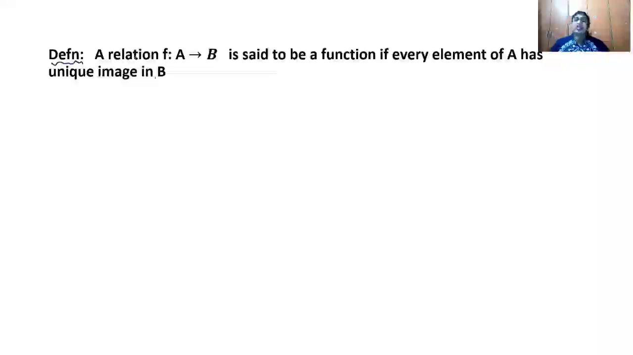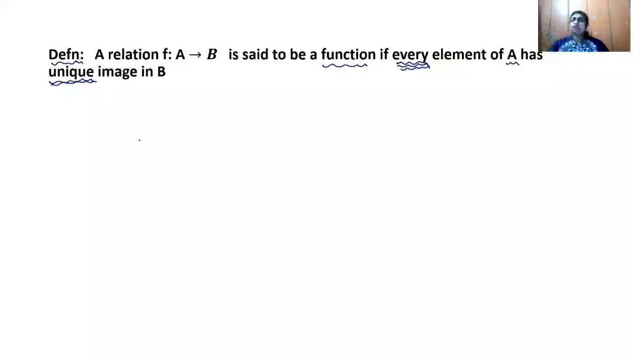A relation f from A to B is said to be a function if every element, very important, every element of set A has a unique image in B. So who is this image?